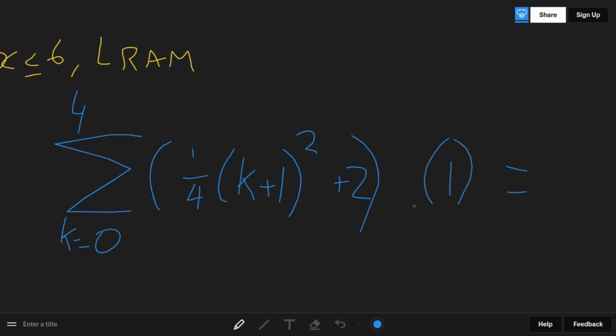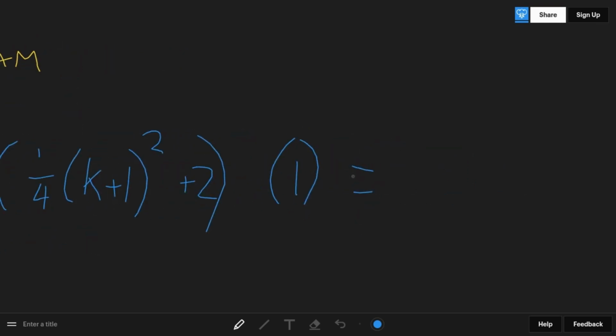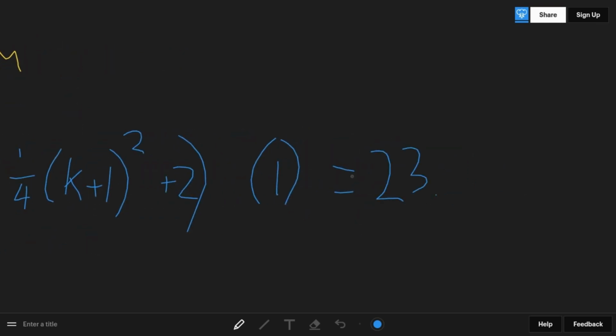But when I put this in my calculator in sigma notation, I should get 23.75 units squared for my area. And yeah, that covers up chapter 3 review of HPC.